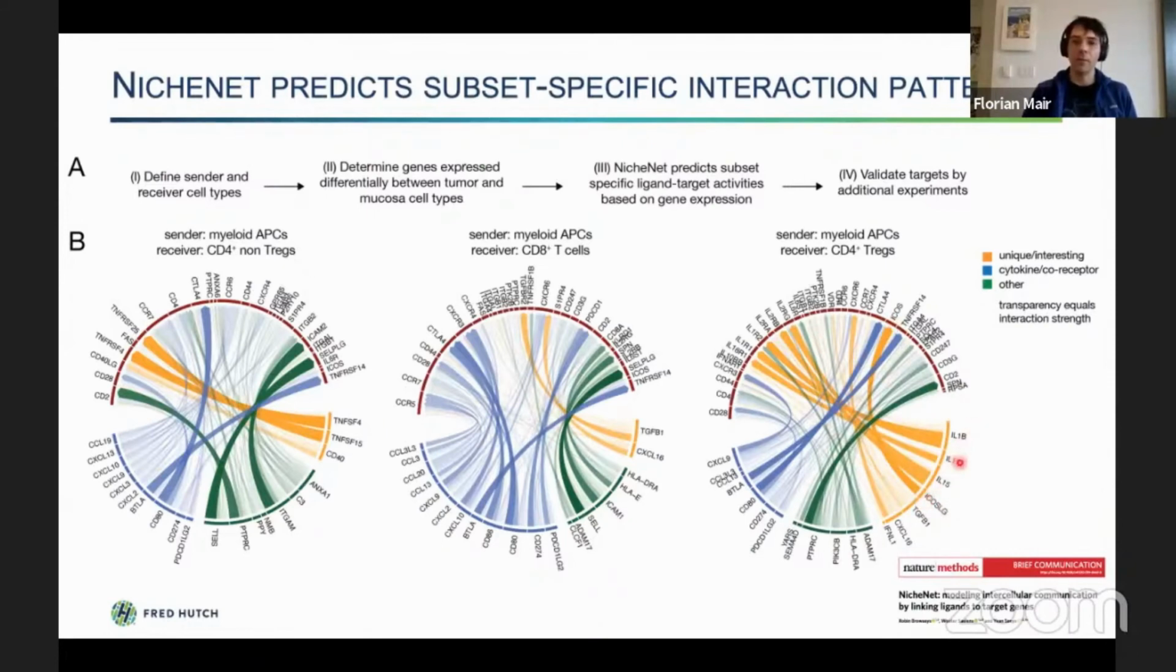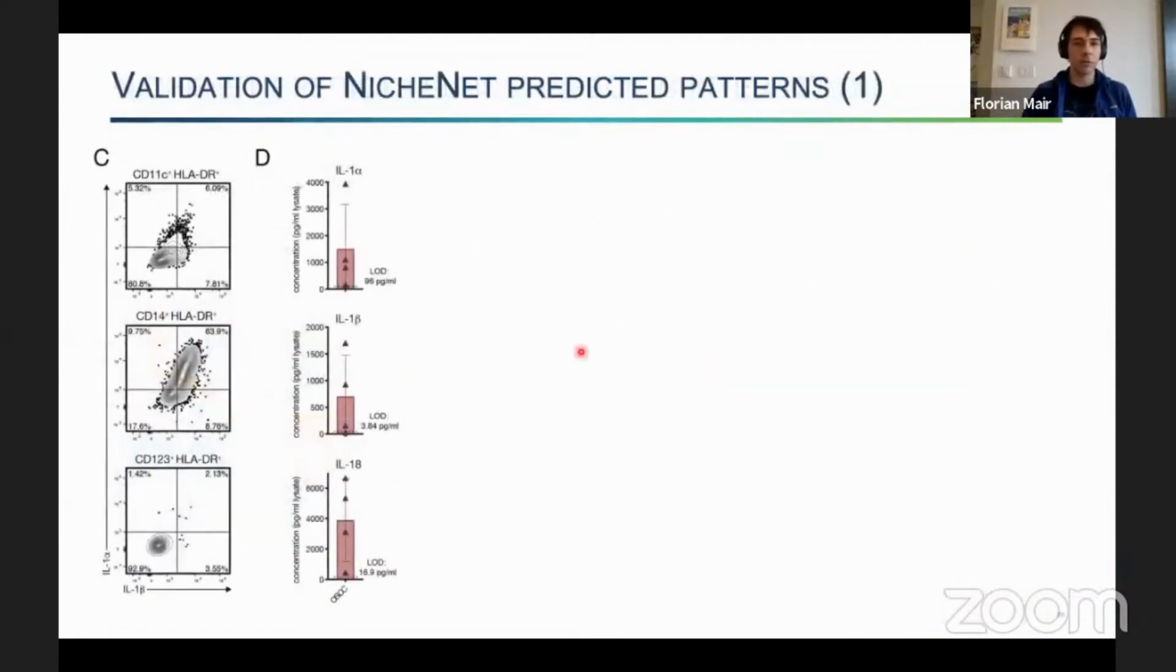And for these other three cytokines, we went on and performed validation experiments. This is what you can see here. Basically, we performed an intracellular cytokine staining for IL-1 alpha and IL-1 beta for the different APC subsets. IL-1 alpha and beta are not expressed at all on the PDCs, but they are expressed at high to intermediate levels in the conventional DC population and in the monocyte macrophage population in the tumor.